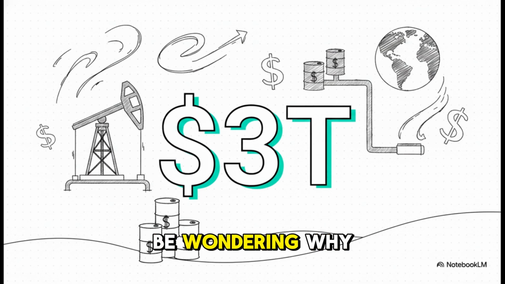Now, you might be wondering, why? It wasn't necessarily because the dollar was the strongest or the most stable money at the time. Actually, it traces back to a very specific, quiet deal made in a Saudi desert. To understand why global money works the way it does today, we've got to understand how this $3 trillion habit started in the first place.